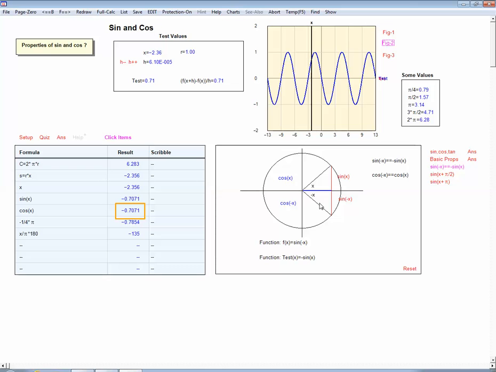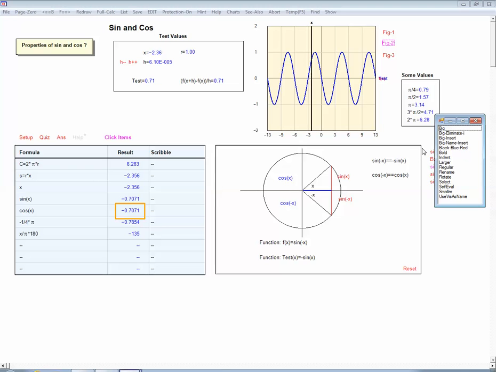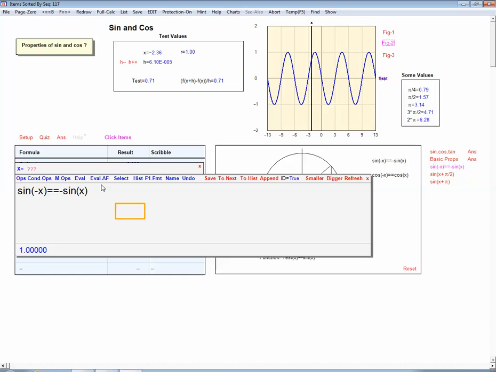If you recall, side angle side and side angle side, the magnitudes are all the same, so they're congruent. So the size of this is the same as the size of that, but one is positive and one is negative. So that's why I have this formula here. Sine of minus x is minus the sine of x.